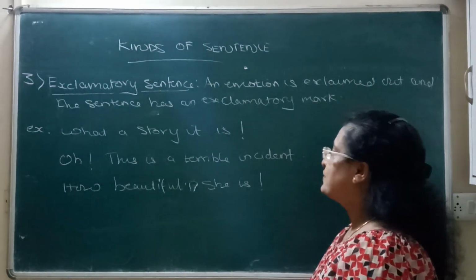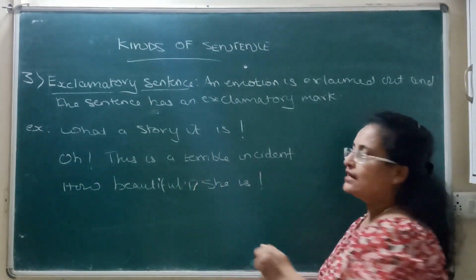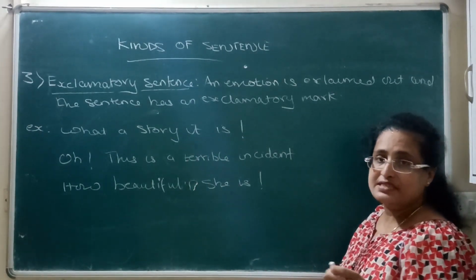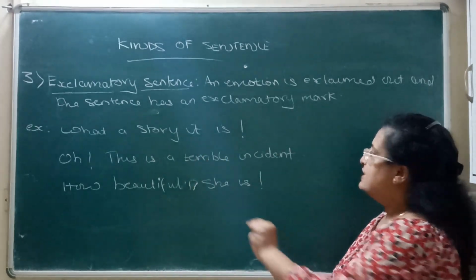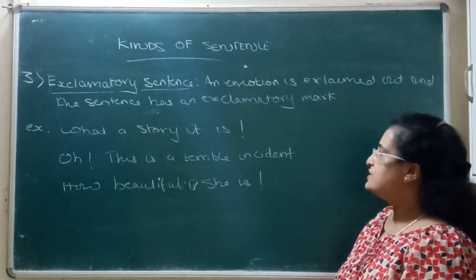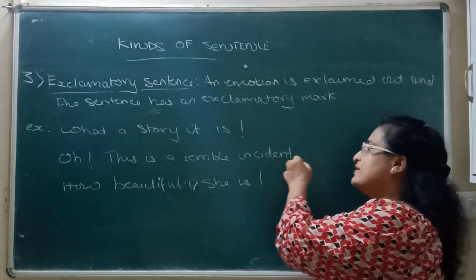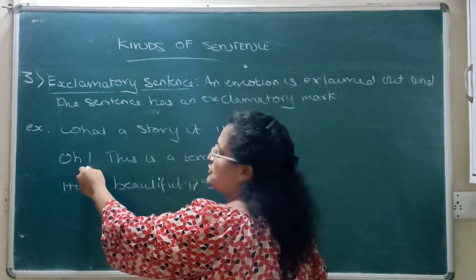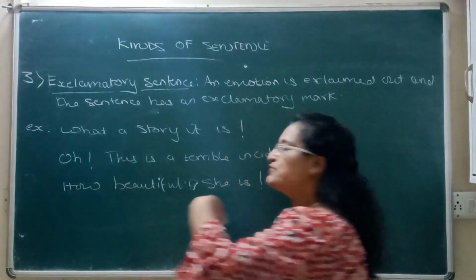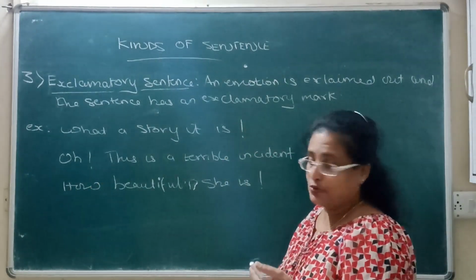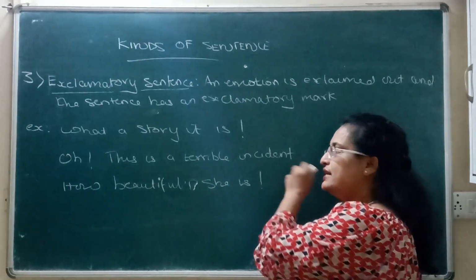Let's see now. What a story it is. See, what a story it is. A feeling of wonder, a happiness is exclaimed out, and see the sentence ends with an exclamatory mark. See the next sentence. Oh, this is a terrible incident. Here it doesn't have an exclamatory mark at the end, but there is an exclamatory mark after the interjection. So, it shows an emotion of shock. Oh, this is a terrible incident. So, this is an exclamatory sentence.